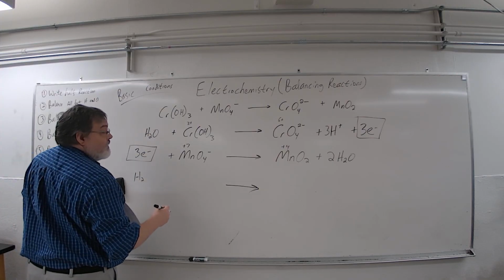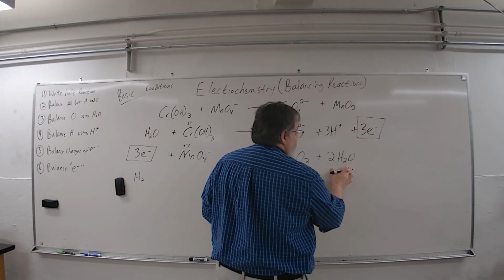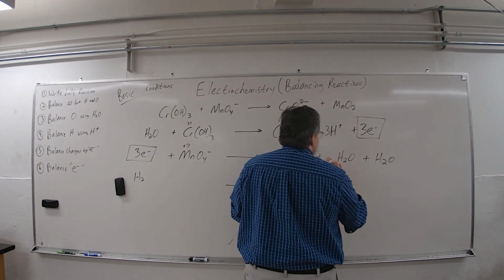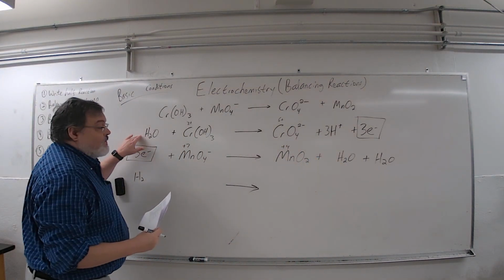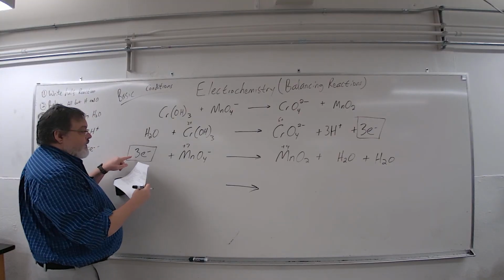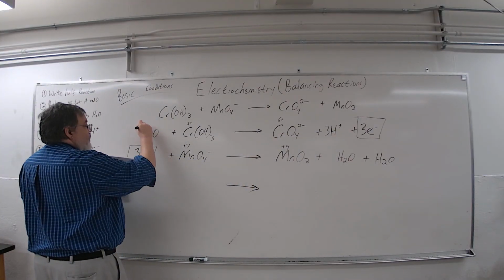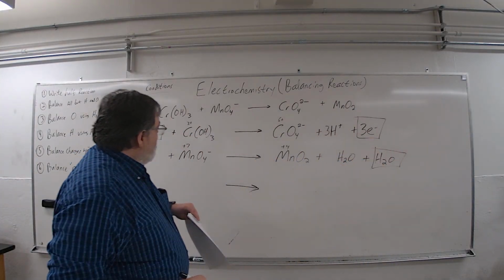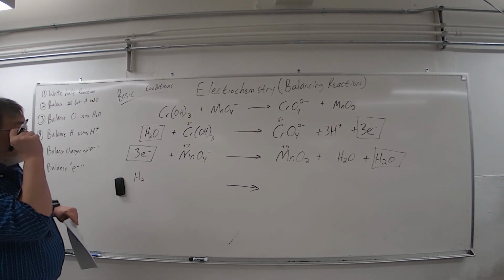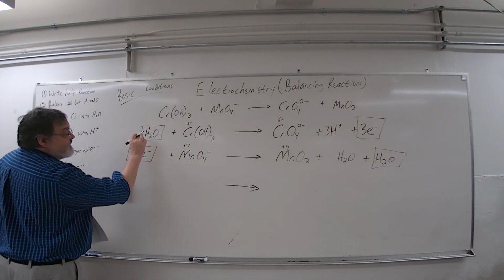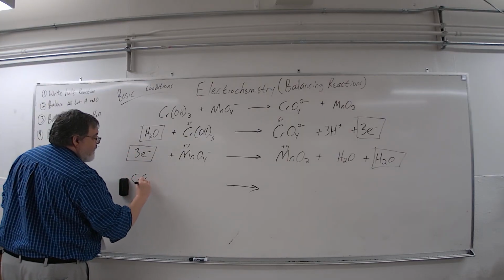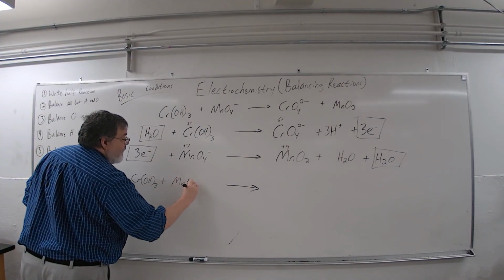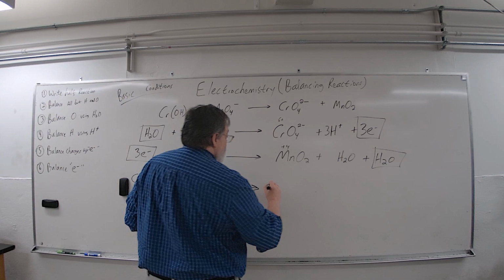Notice I've got 2 H2Os over here. Let me write those as separate: H2O plus H2O. And I have 1 H2O over here, so one of those will cancel. 3 electrons cancels 3 electrons. One of these H2Os cancels one of those H2Os. That's it, right? Nothing else cancels. So that's gone. So over here.